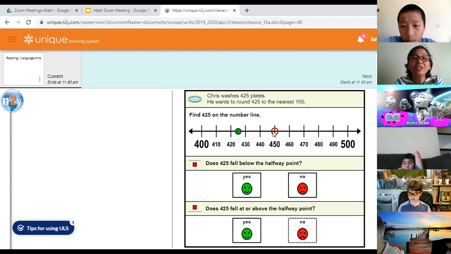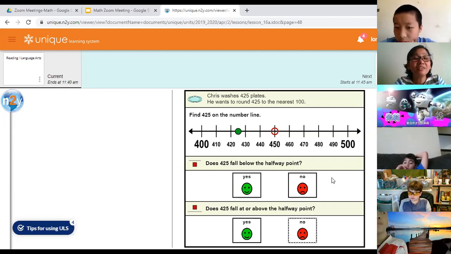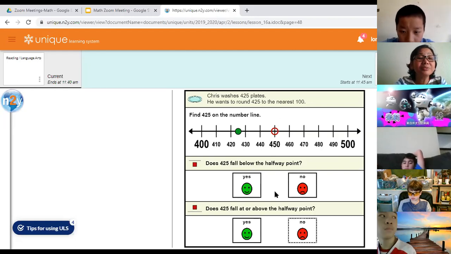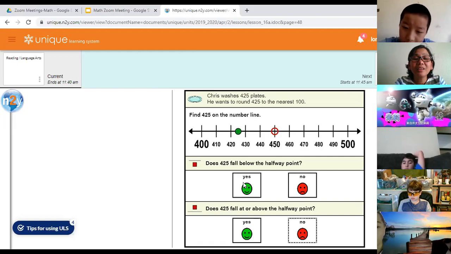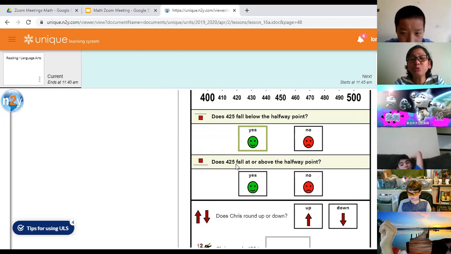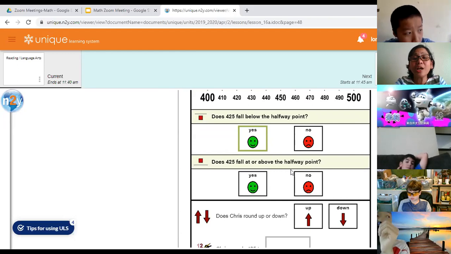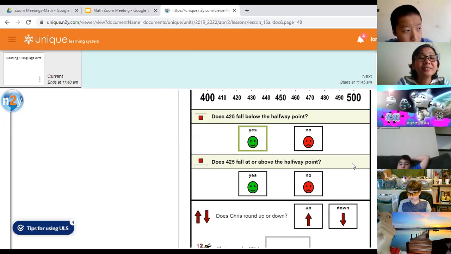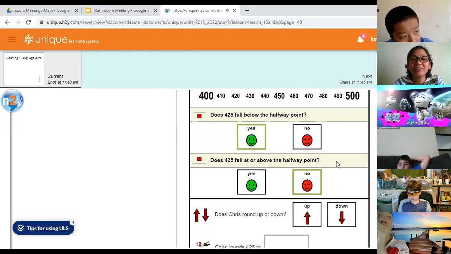It's 450. So all the numbers on your left fall below the halfway point. All the numbers on your right fall above the halfway point. So does 425 fall below the halfway point? Yes or no? Yes. Okay, yes. Chris said yes. Now, does 425 fall at or above the halfway point? No. Okay, good job.